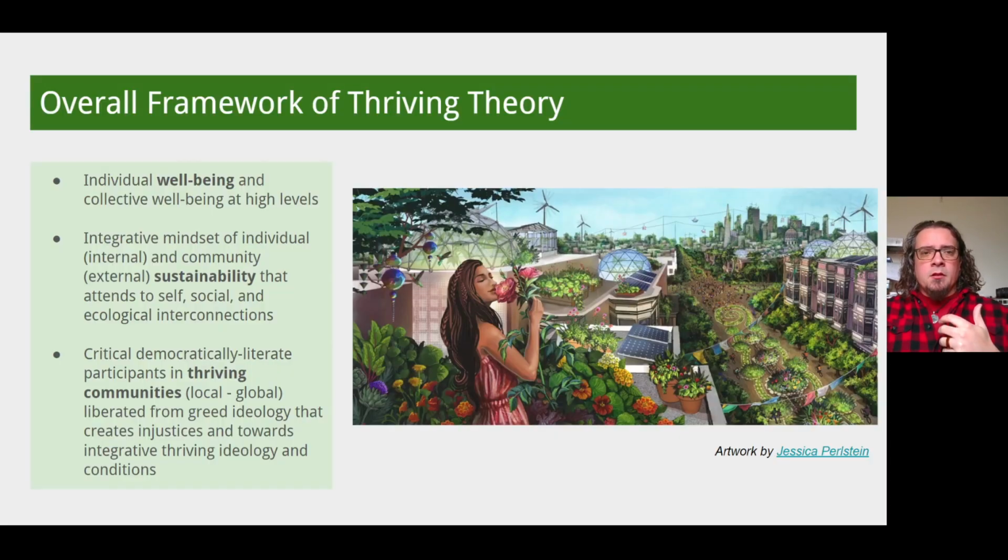So out of that, I've created this thriving theory, and it has 3 main parts to it. The first part looks at well-being. The second part looks at more of a collective and external sustainability. And the third one looks at the way in which we participate. Okay? So individual well-being at these higher levels, in terms of a community thriving, you would expect to see something like that.